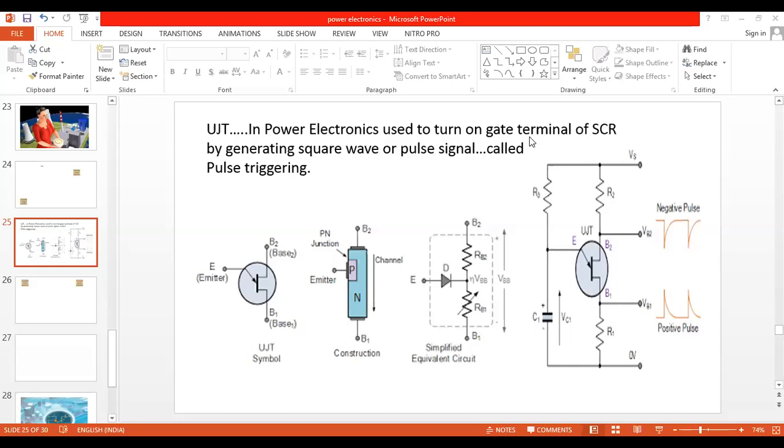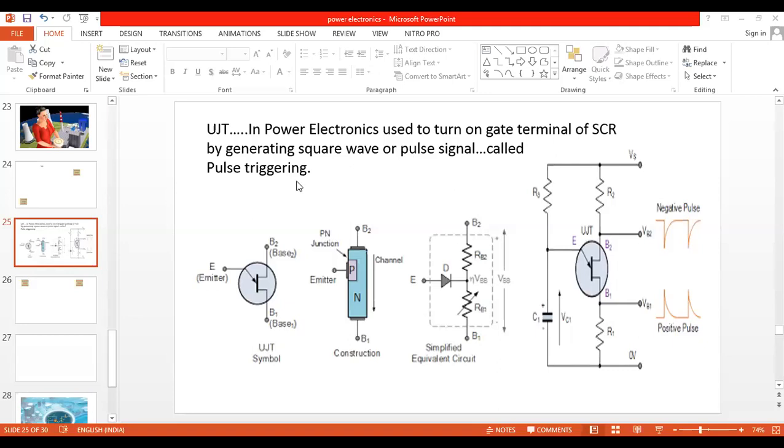To the gate we can give a positive supply, we can give an AC supply, or we can give a pulse signal. A pulse signal is best suited to turn on the gate terminal of the SCR. That is why we see only pulses in the second unit. So in power electronics, UJT is used to turn on the SCR by generating a square wave or pulse signal, which is called pulse triggering.